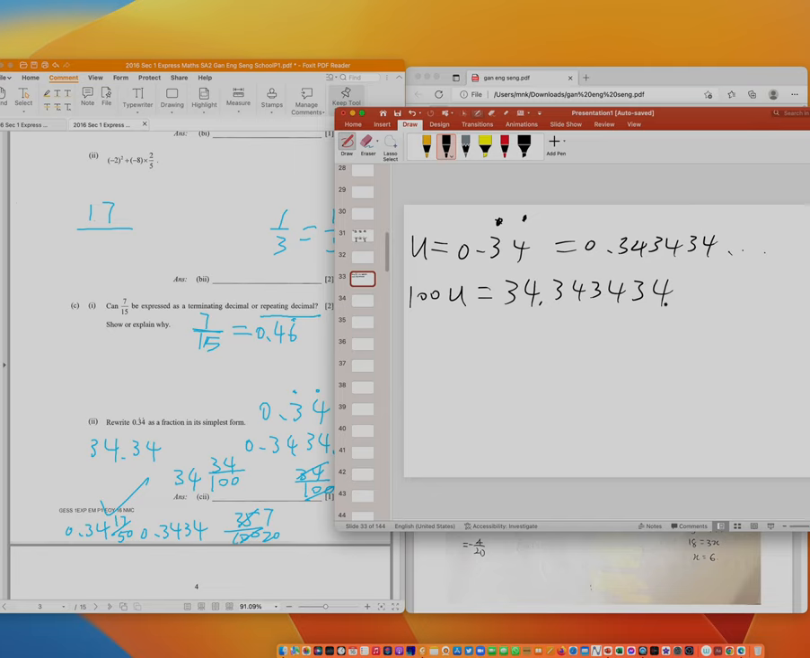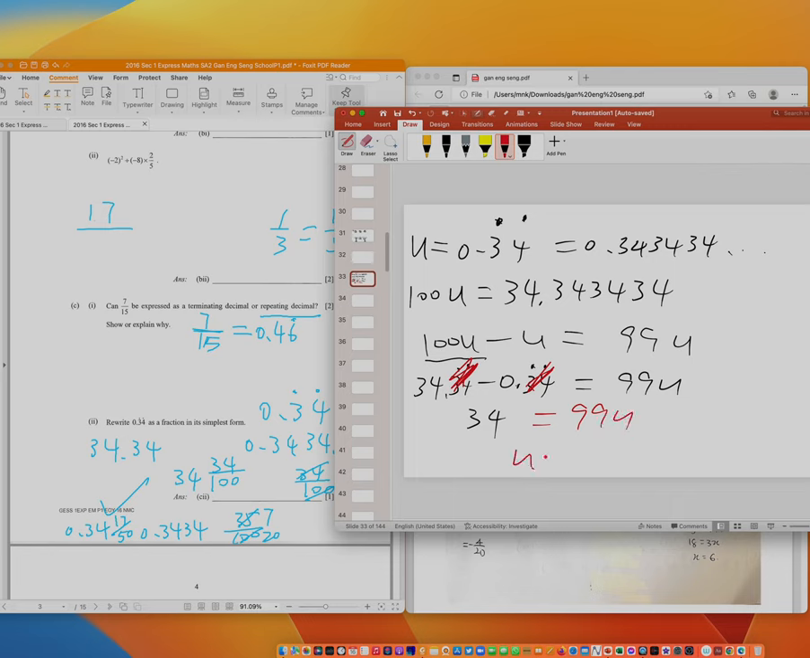Then what you need to do is use 34.3434 minus this one, so you use 100u minus the u, you will end up with 99u. Actually, 100u minus u is equal to 34.3434 non-stop minus 0.3434 non-stop. So this gives you a very good number, which is 34, because the repeating 34 will cancel each other. So therefore you get 99u, so u equals 34 over 99. That's the fraction.